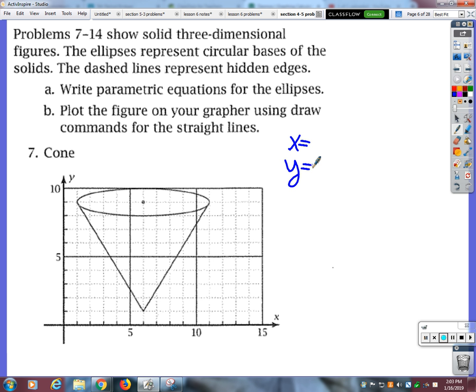6. So I'm going to go x equals 6 plus, I'm going to say plus 5, because from the center to the edge is 1, 2, 3, 4, 5. So 6 plus 5, x always gets cosine t. Okay, because from the center of the ellipse to the side is 5 units.